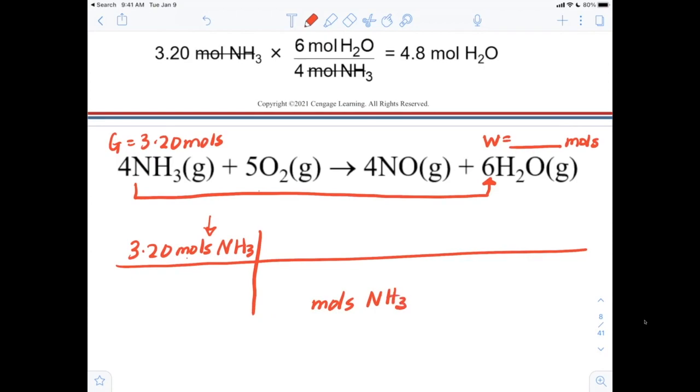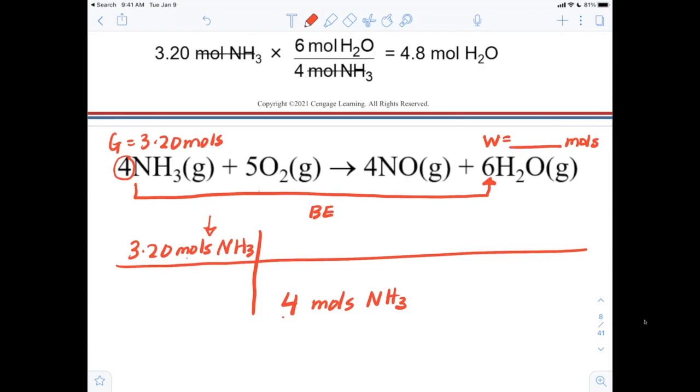So we're trying to go from moles of NH3 to moles of water, and our conversion factor technically comes from the balanced equation. So I write myself a little note right here that the balanced equation holds the key to my conversion. So I read the coefficient from the balanced equation. You see this number right here, 4? It goes down here, 4 moles.